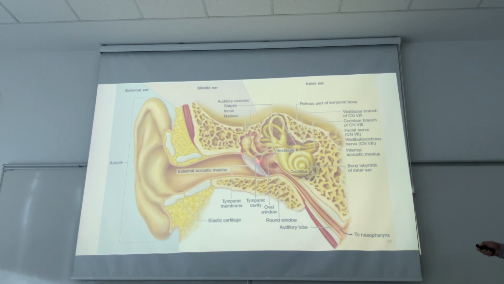Here you can see the structure of the tympanic membrane. It has two surfaces. The external surface is covered with stratified squamous epithelium, and it also has an internal surface which is covered with simple cuboidal epithelium, and between these two epithelia we have connective tissue composed of collagen and reticular fibers.